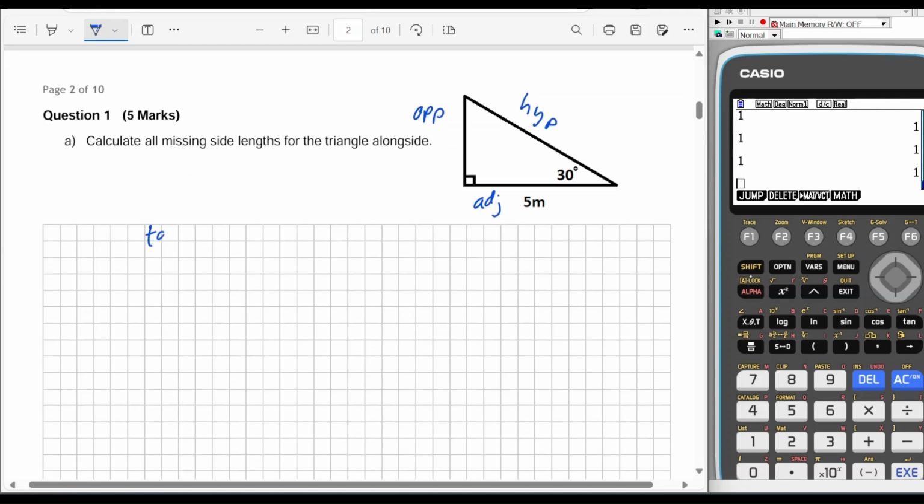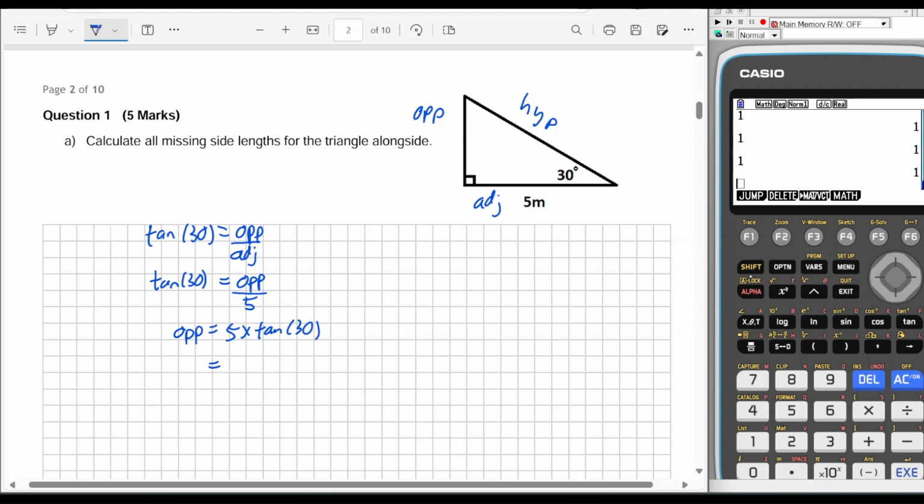We can say that tan of 30 is opposite over adjacent. So that's opposite over 5, because the adjacent is 5. So there we go. So we can rearrange this. We can get the opposite is 5 times tan of 30. And we can just chuck that into a calculator.